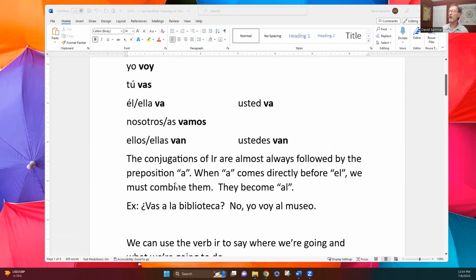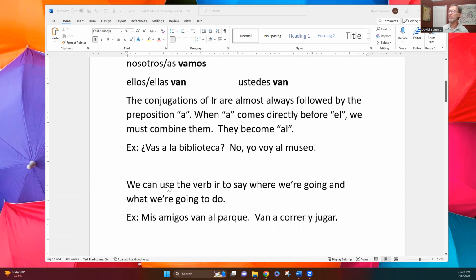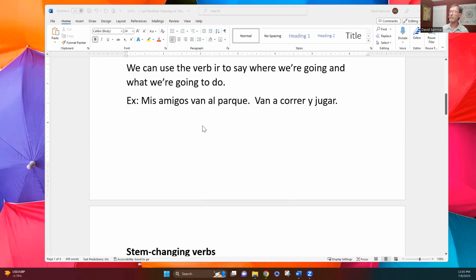And the other thing that we wanted to check on was this. We can use the verb ir to say not just where we're going, but also what we're going to do. So here's an example. Mis amigos van al parque. Now, they're going to the park. What are they going to do there? Van a correr y jugar. They're going to run and play. All right. So there's the things you can do with the verb ir. Got to memorize those conjugations because they're very irregular. And let's move on to our next topic.